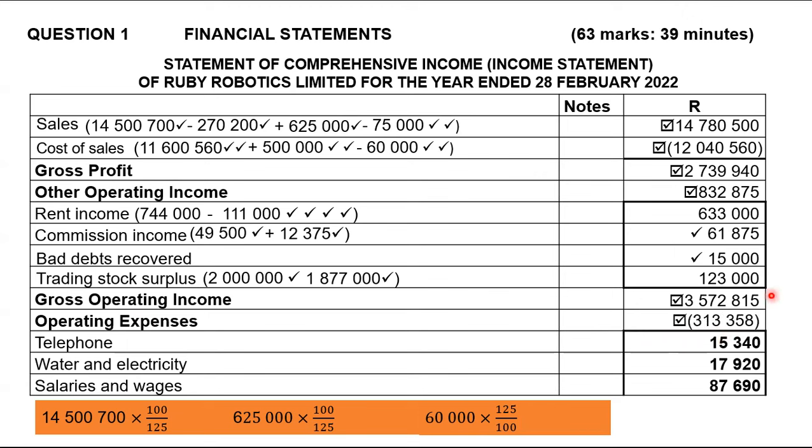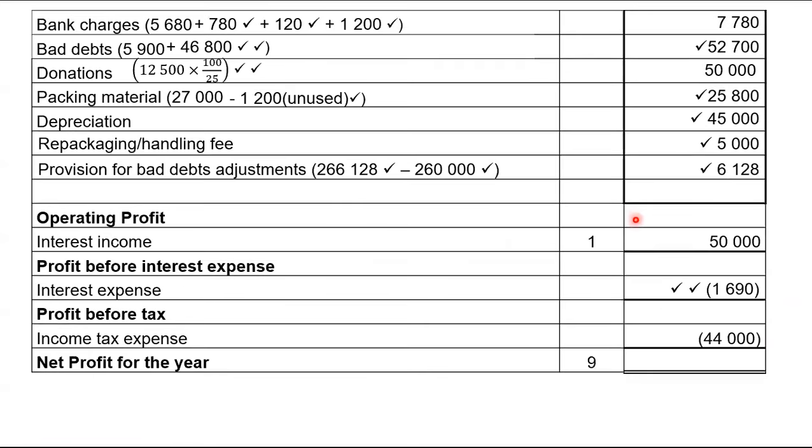Then you're going to take your gross operating income minus your operating expenses. It will give you your operating profit, which is this one here. Then you're going to take your operating profit and add it with interest income. It'll give you profit before interest expense. Then you're going to take profit before interest expense and minus interest expense. It'll give you profit before tax. Then you take profit before tax minus your income tax expense. It'll give you your net profit for the year, which will be 3,263,767.